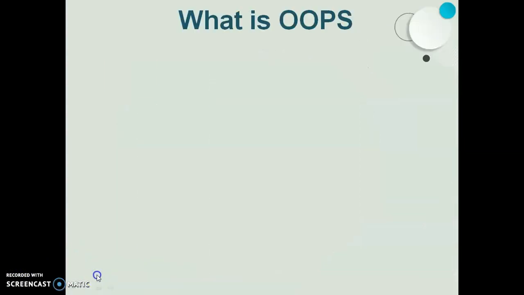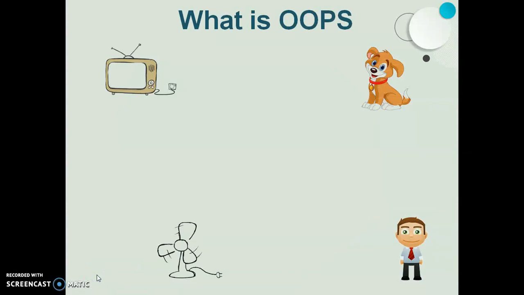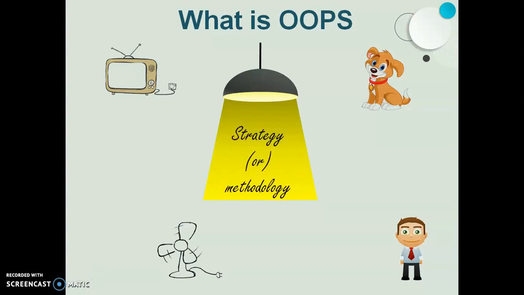So what is OOPS? OOPS is actually nothing but an approach to view any real-world concept or an application in the form of an object. So OOPS is a programming paradigm or a strategy or a programming methodology in which a real-world concept can be modeled as an object. Okay. So in the real world, for example, this TV or a puppy or a human or a fan, these are all some of the physically existing entities, right?